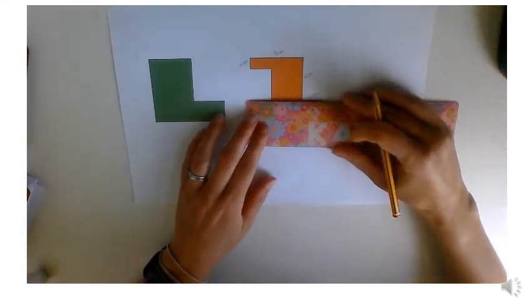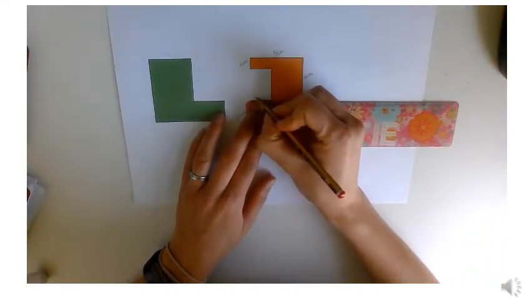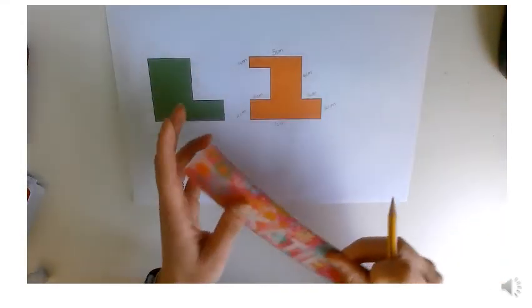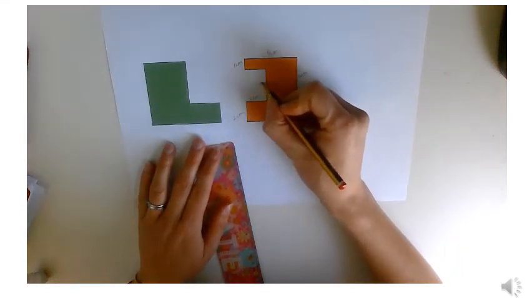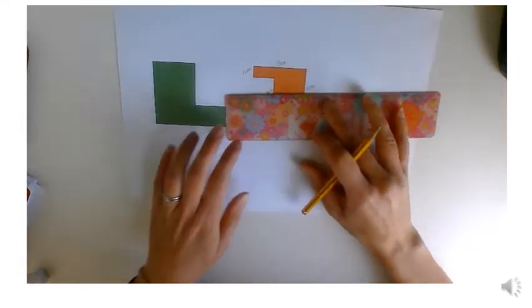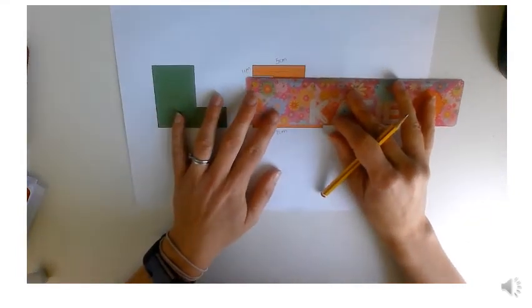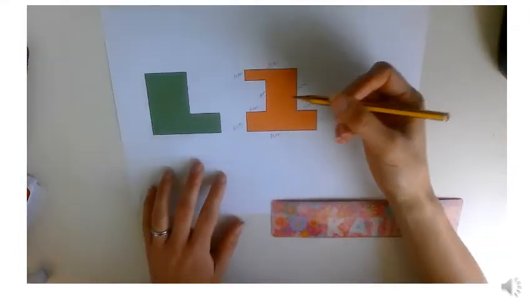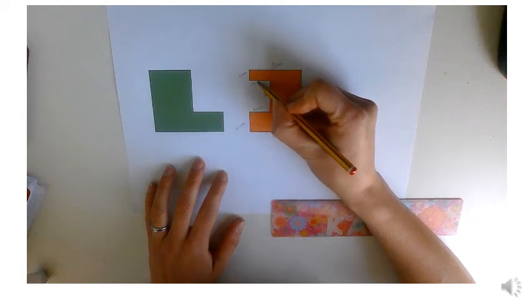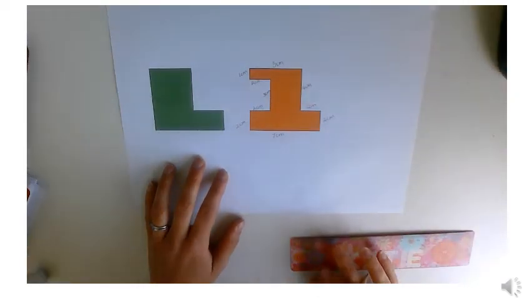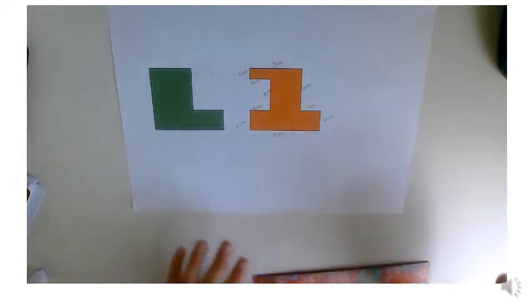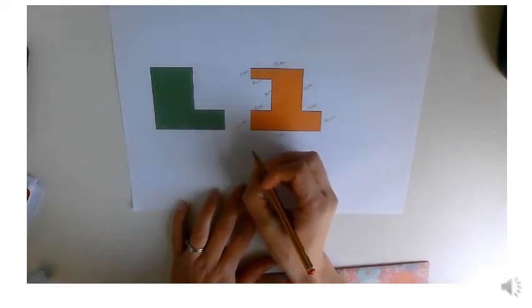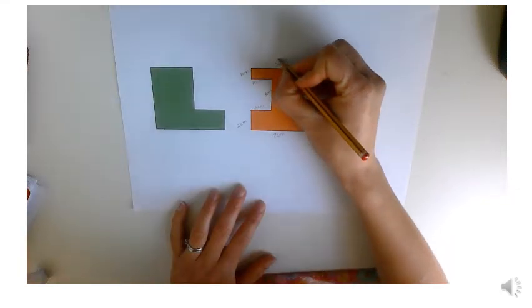You've got to be really careful you don't miss out any of the lines. I've got 3 centimetres and finally 2 centimetres. So now to find the perimeter of this shape, we're going to add up all the sides together. So I'm going to tick them off after I've added them.